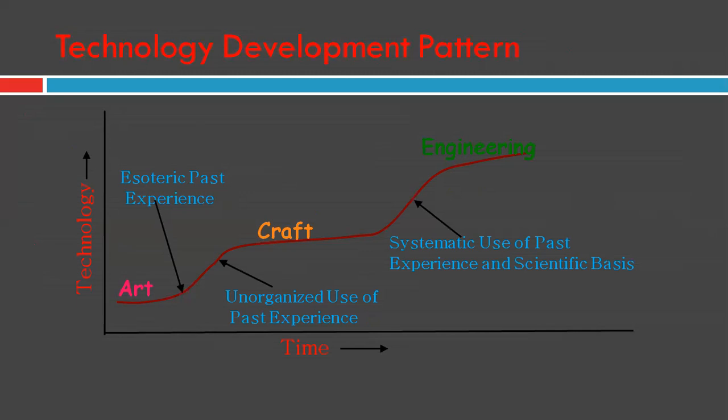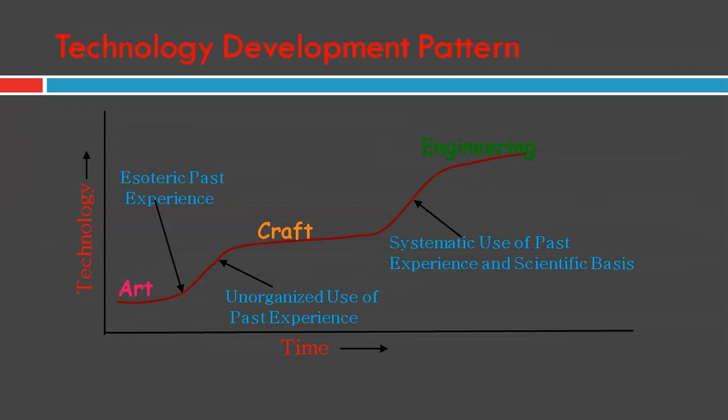It can be seen from the figure that every technology in the initial years starts as a form of art. As time passes, it graduates to a craft and finally emerges as an engineering discipline. Let us illustrate this fact using an example. Consider the evolution of iron making technology. In ancient times, only a few people knew how to make iron.